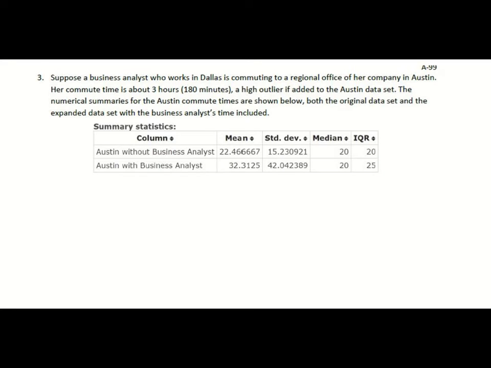Okay, suppose a business analyst who works in Dallas is commuting to a regional office for a company in Austin. Her commute time is 3 hours, 180 minutes. A high outlier is added to the Austin data set. The numerical summaries for Austin commute times are shown below. Both the original data set and the expanded data set are included. Okay, so they're giving you this information here. So look at this data set here. They're giving you the original one and the expanded one.